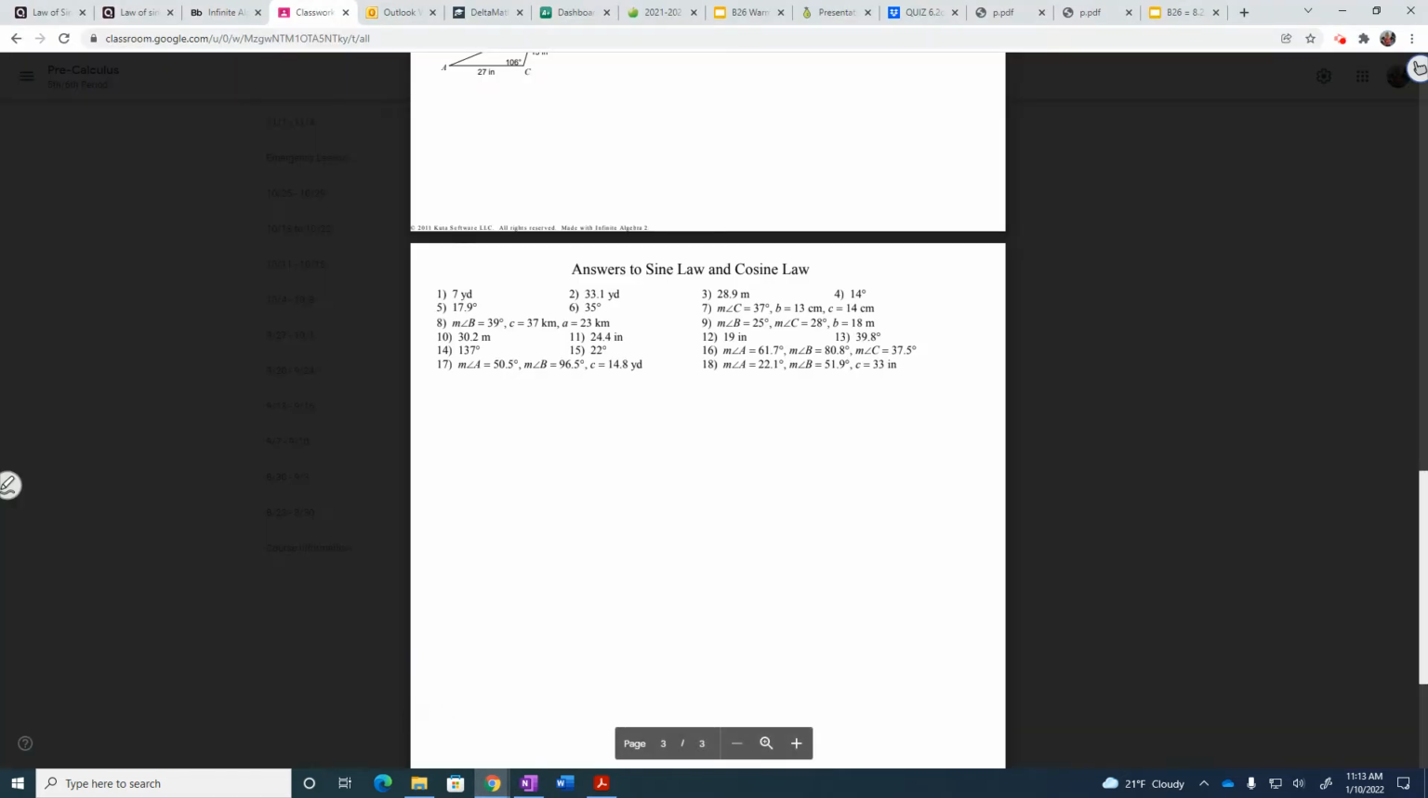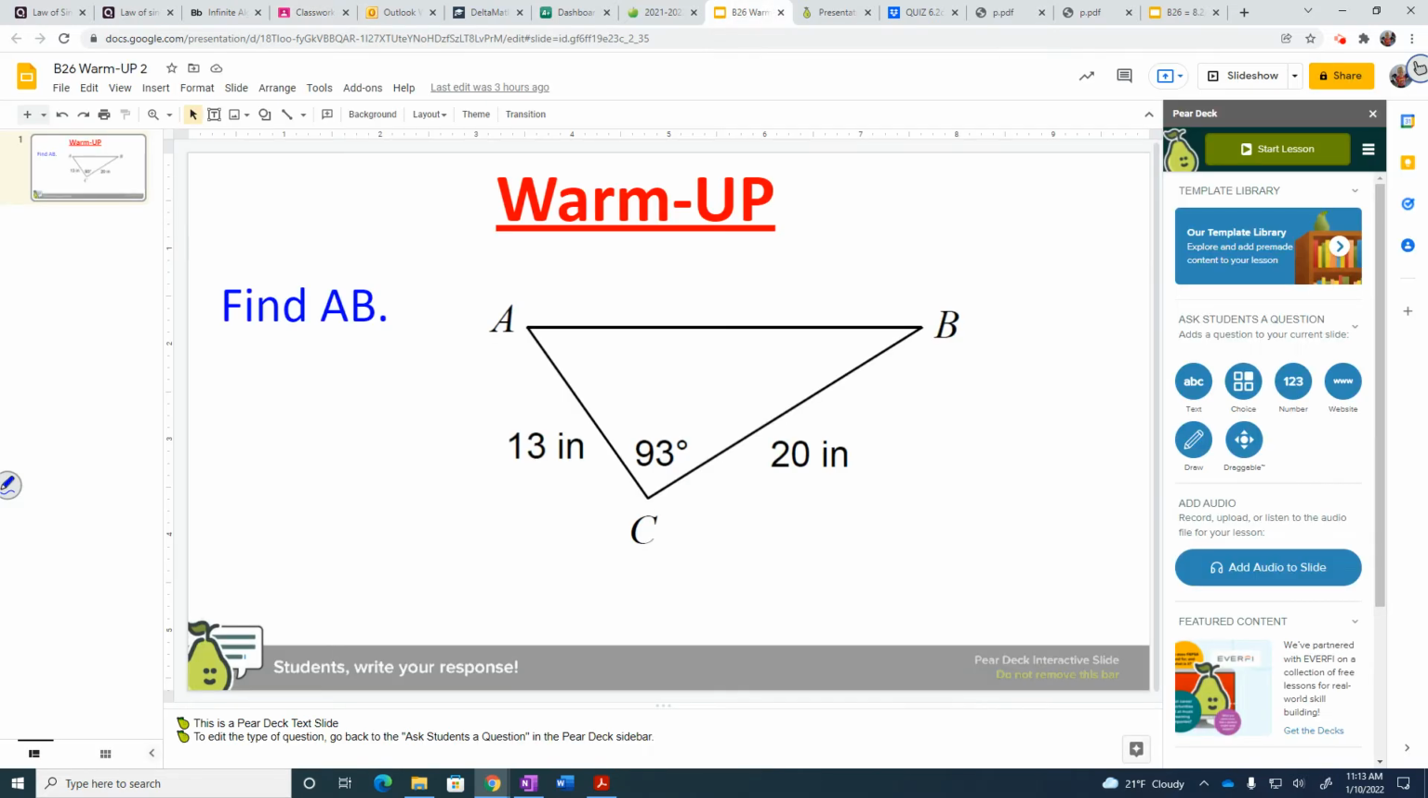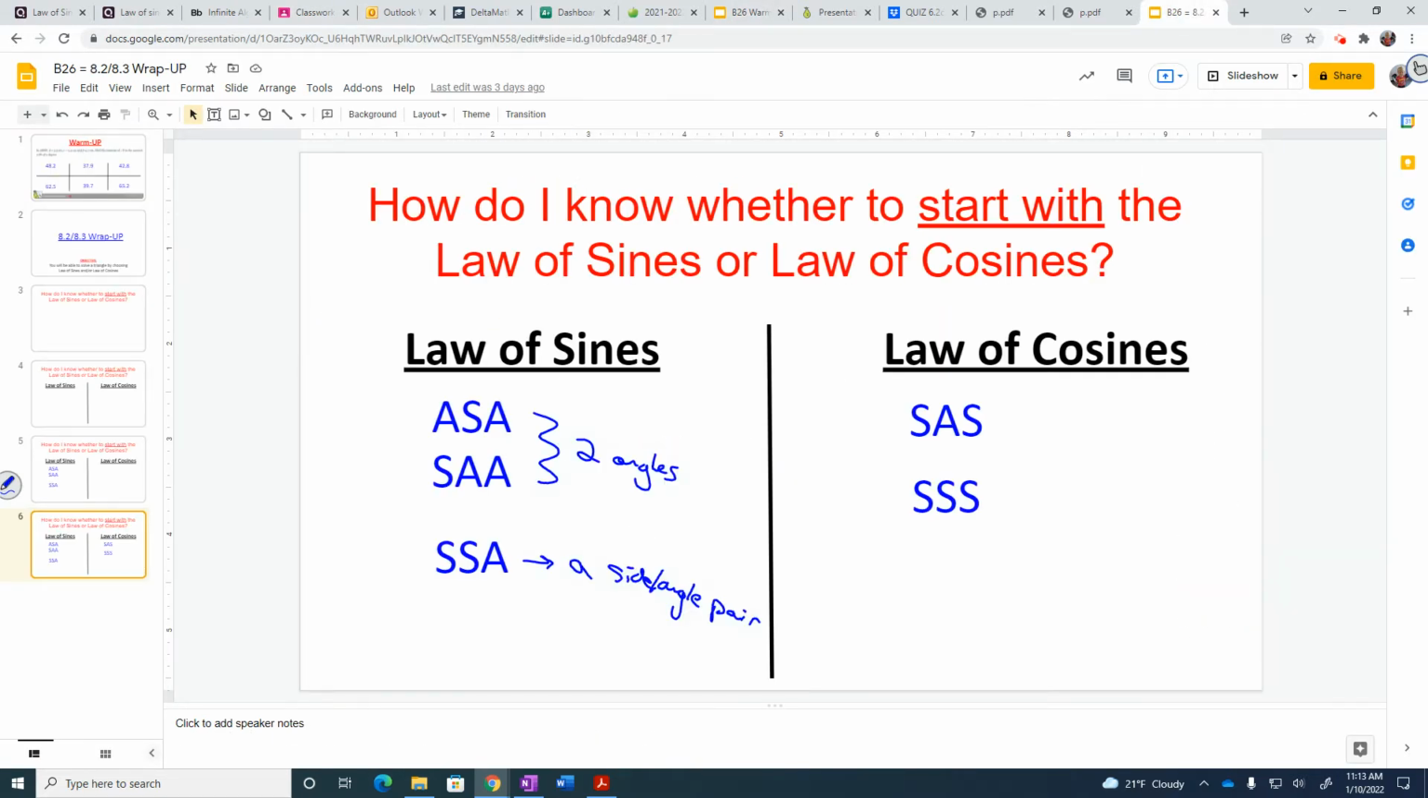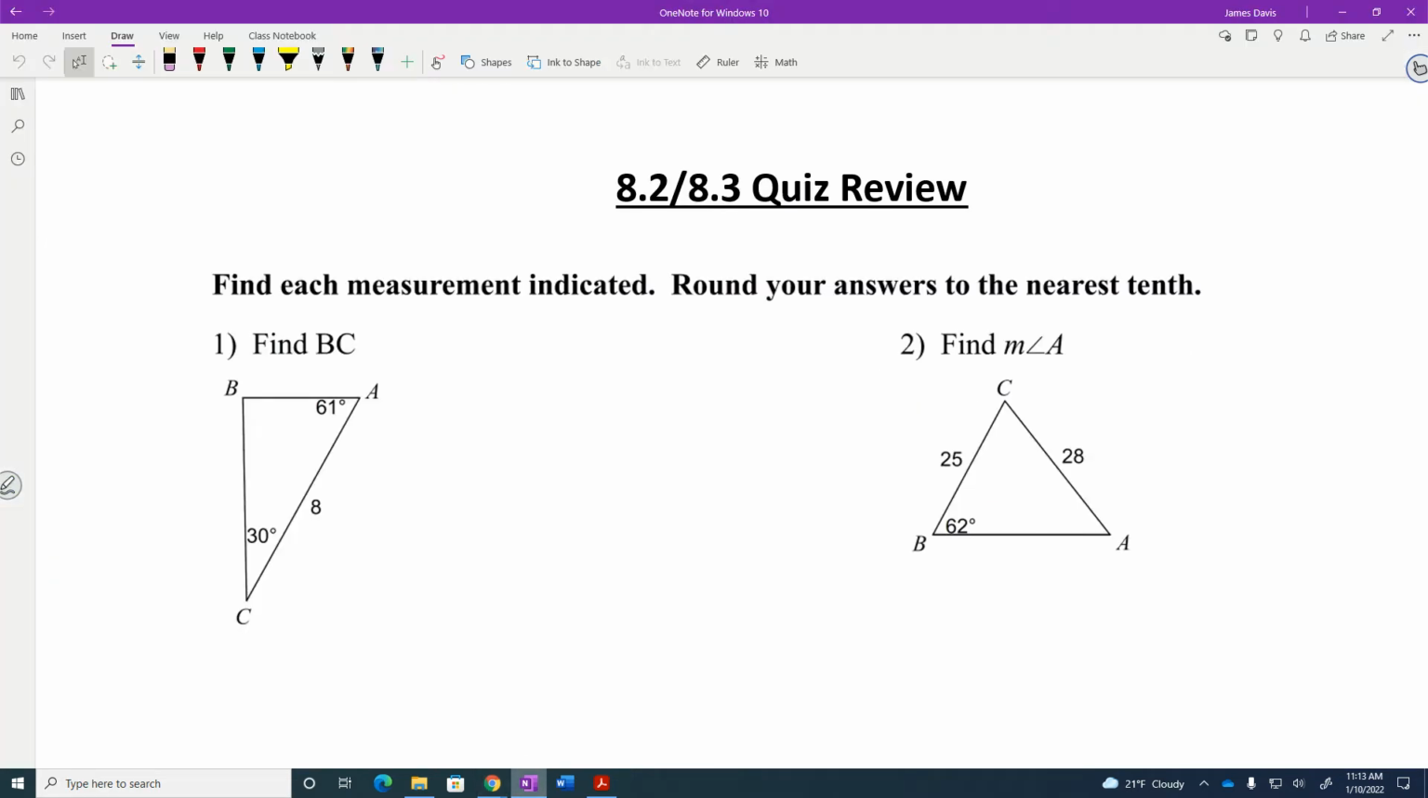And we can refer to this chart, which might be kind of helpful. But basically, what you want to think when you look at any of these problems is: are you given 2 angles? If so, then you're going to do the law of sines. Or if you're given a side-angle pair, you're going to do the law of sines. Otherwise, you're going to do the law of cosines.